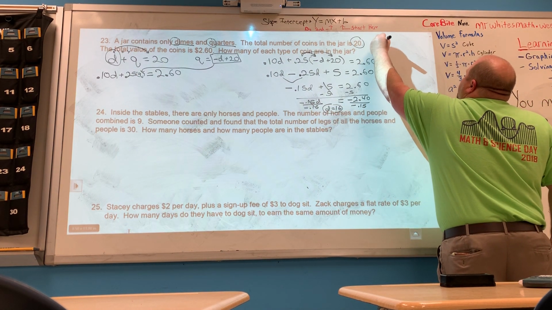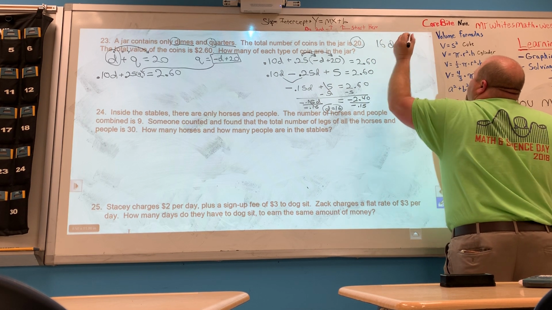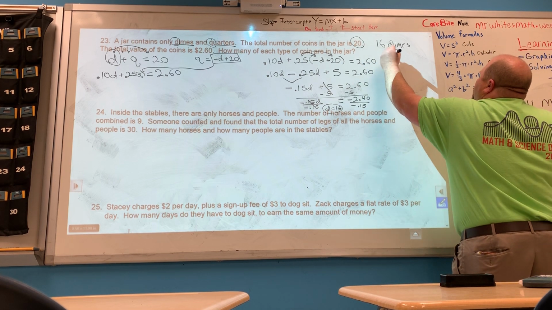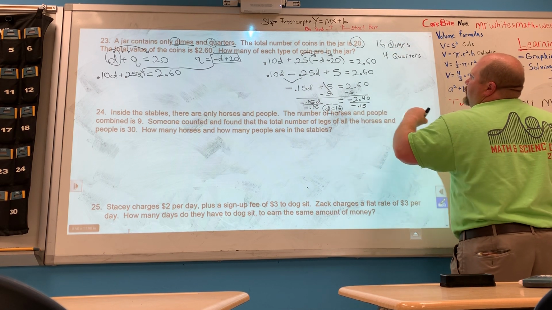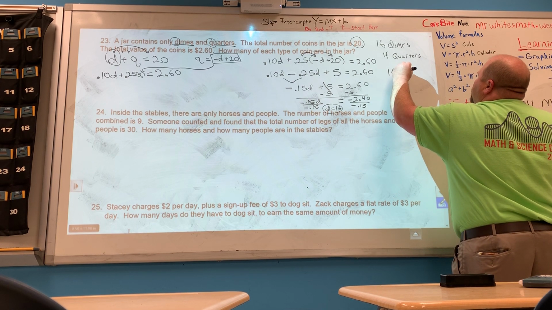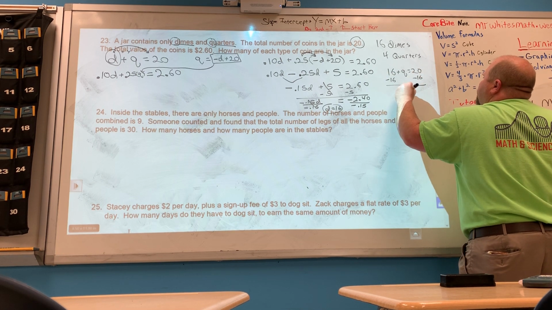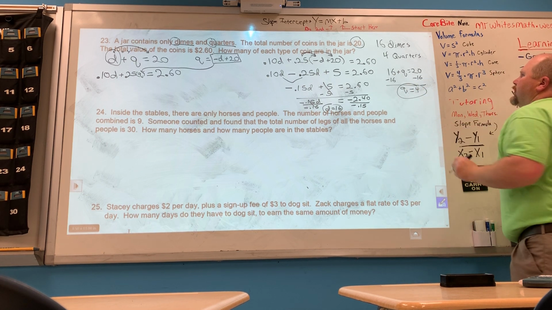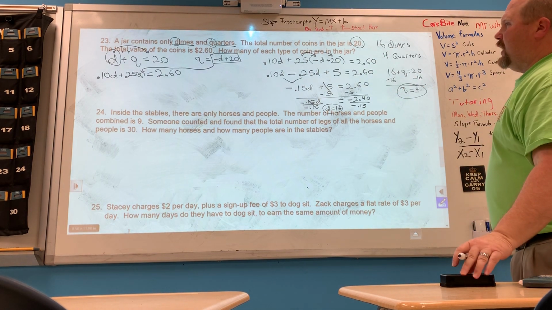So we know there are 16 dimes. And obviously, if there are 20 coins in there, there's got to be 4 quarters. But let's check. If we plug that back into one of our equations, we could do 16 plus q equals 20, minus 16, minus 16, q equals 4. So absolutely there are 4 quarters. That's the other part of the answer. 16 dimes, 4 quarters.